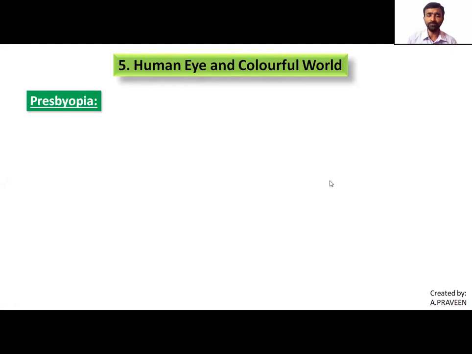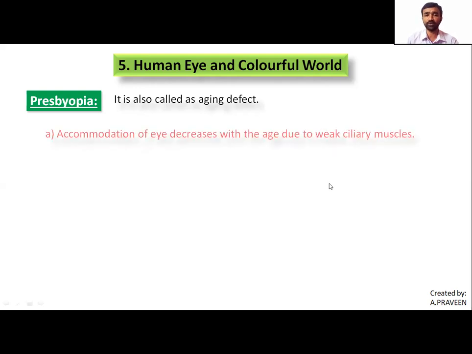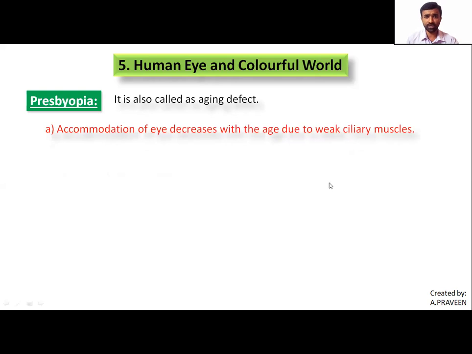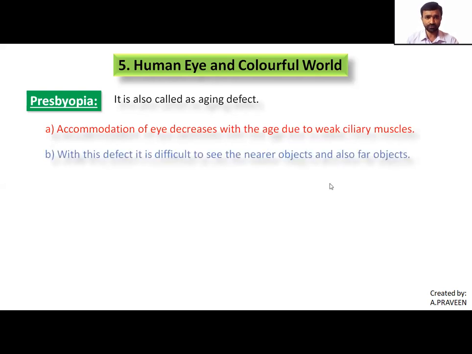Presbyopia comes simply with age, right? That's why it is called an aging defect. Mainly, it is weakness of the ciliary muscles. This defect is mainly because of the ciliary muscles, right? Here they cannot accommodate the focal length of the eye lens. That's why it is unable to adjust the minimum or maximum focal length. The focal length lies between 2.27 and 2.50. Weakness of the ciliary muscles causes this defect.